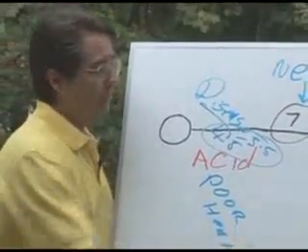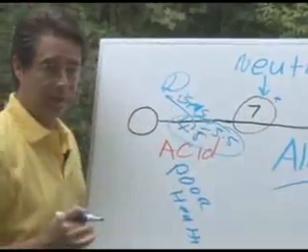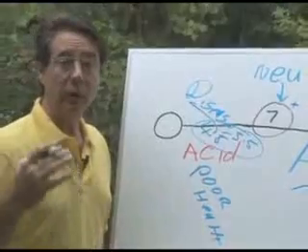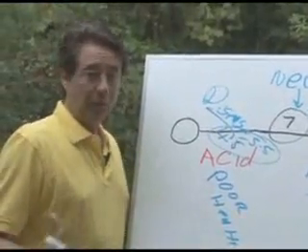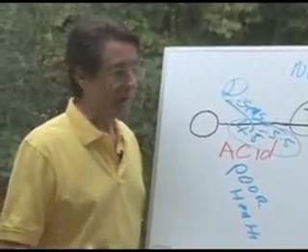Now, at the same time, when we get our body fluid to 7 or slightly above, over on this side, we find no disease and we find good health. So what do we want to do? We want to balance our bodies. We want to keep our body alkaline.